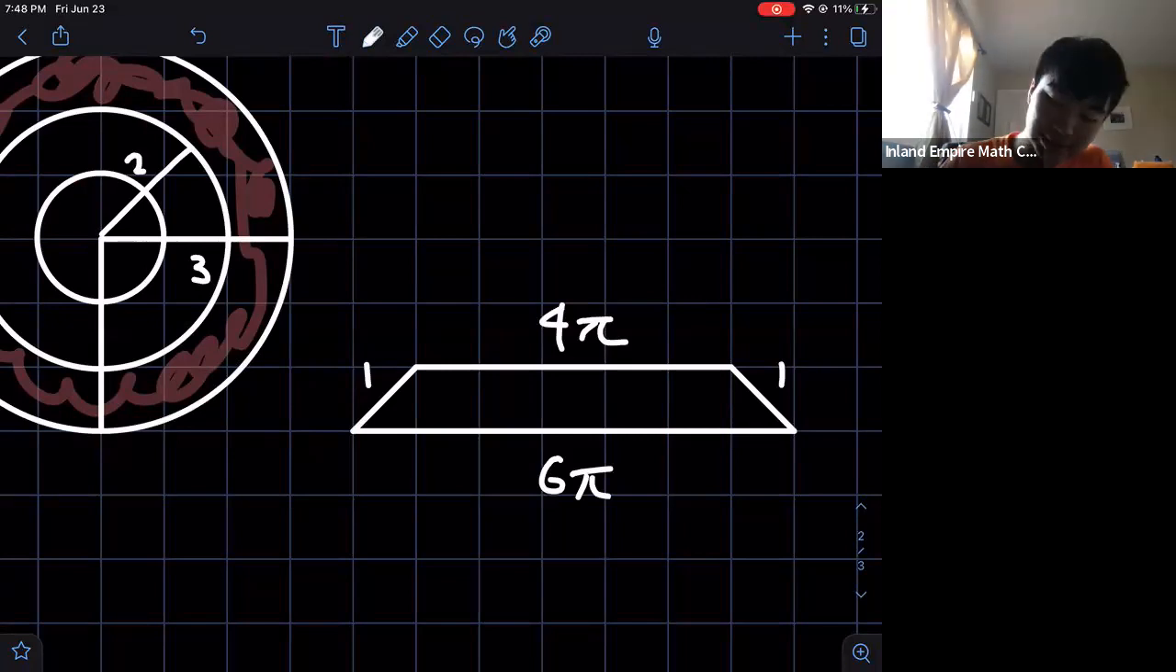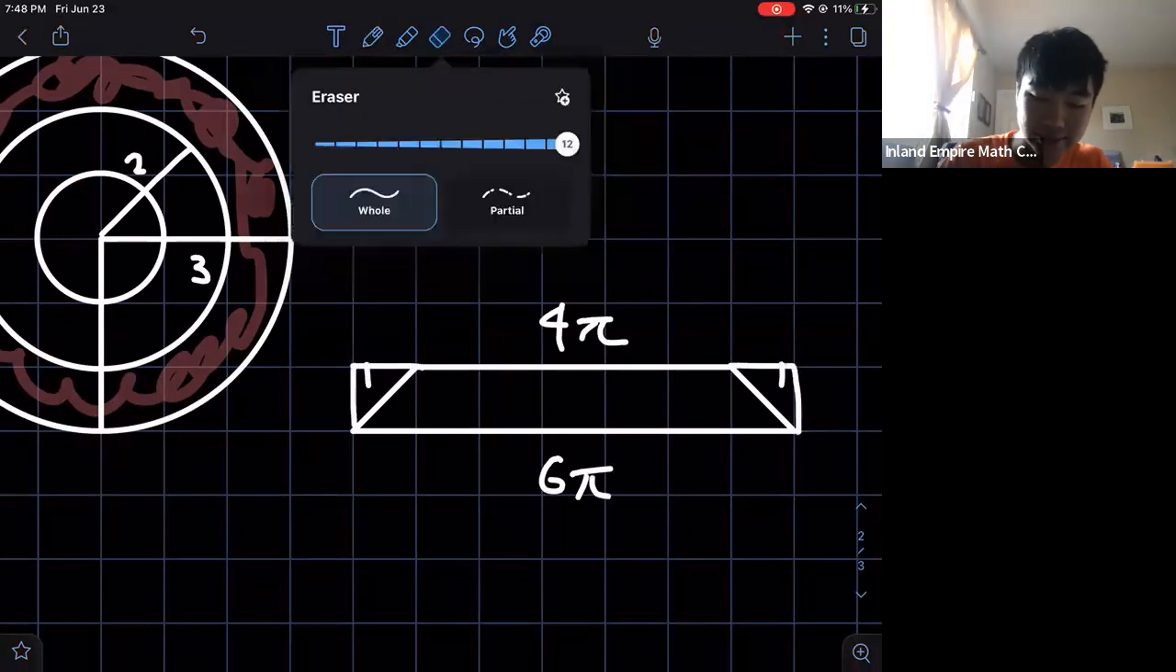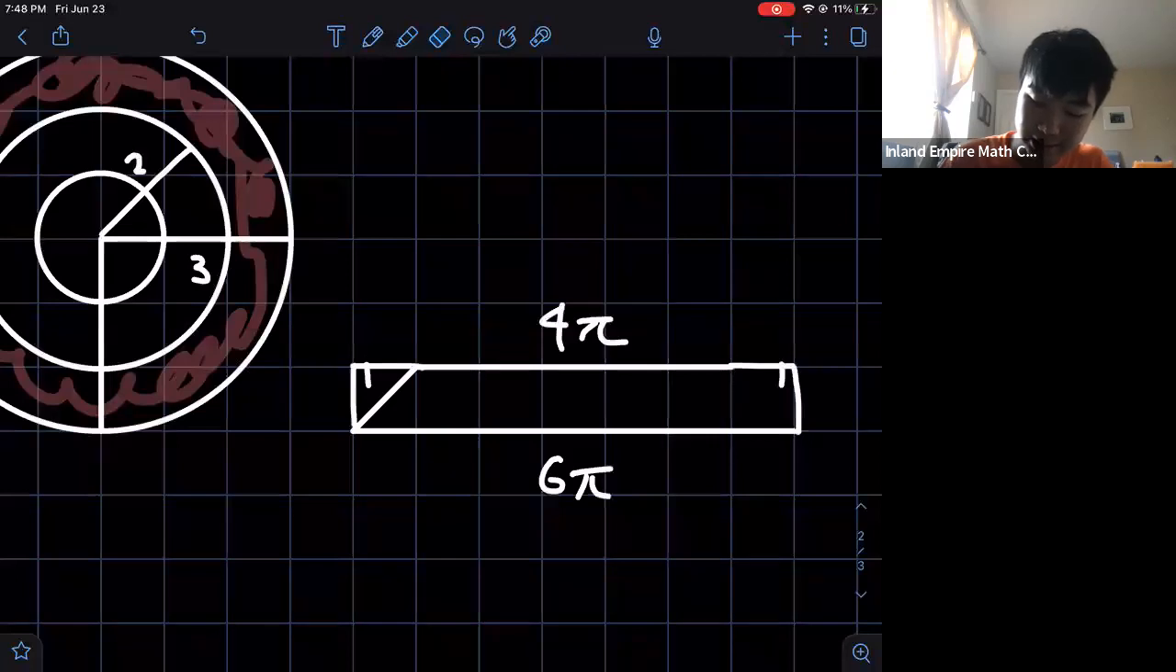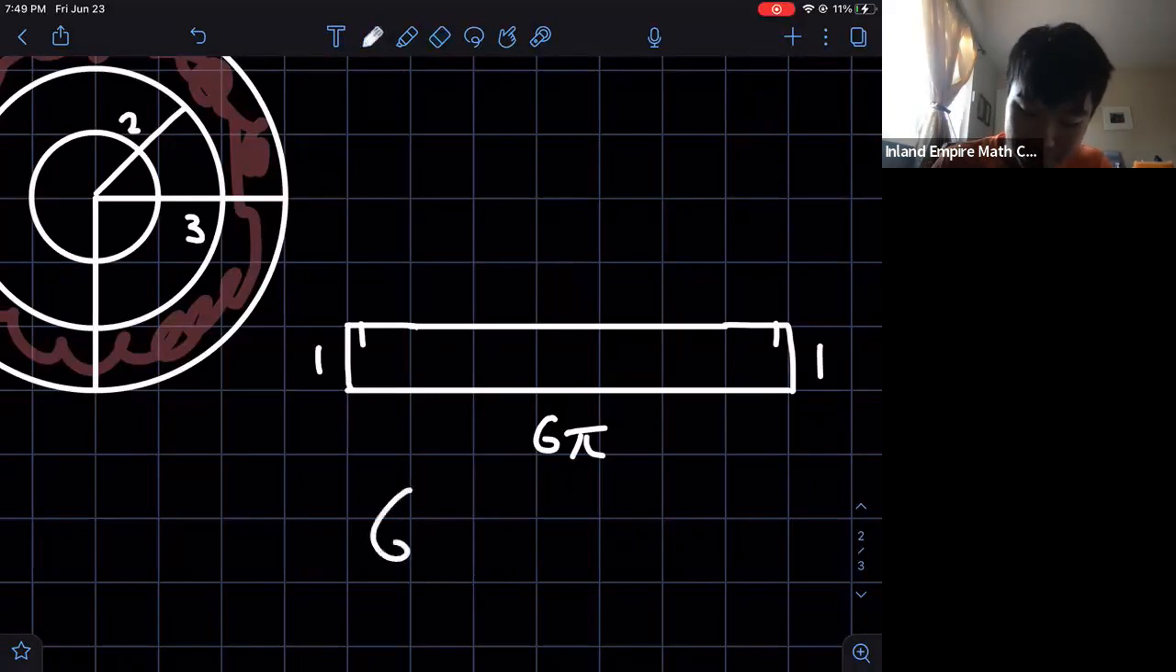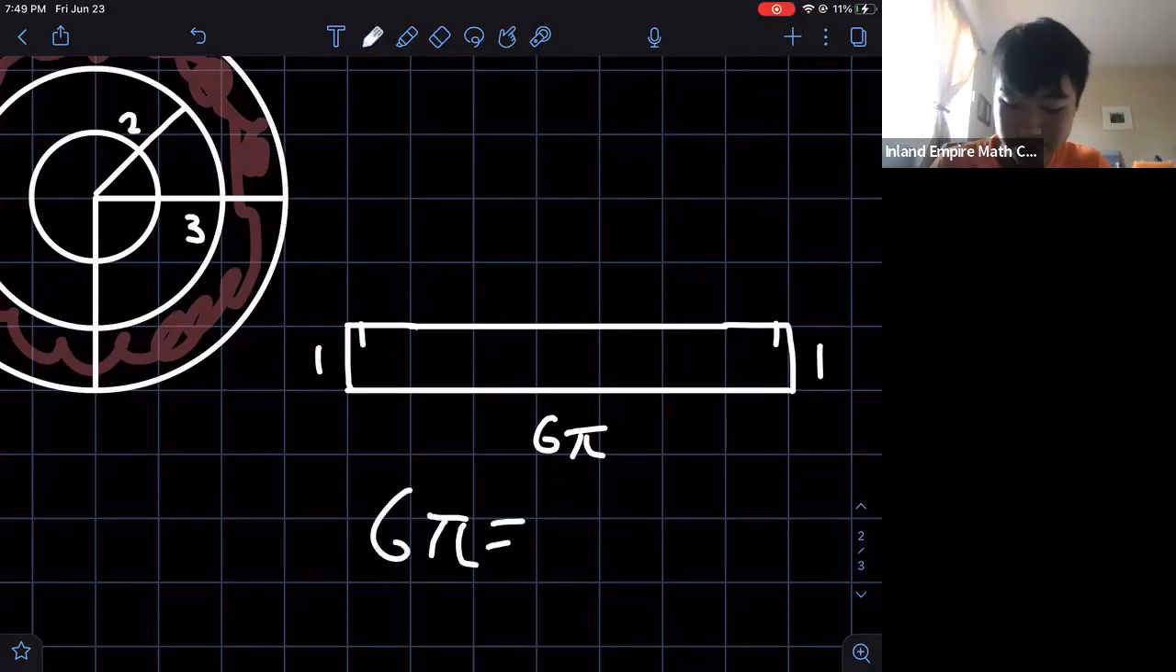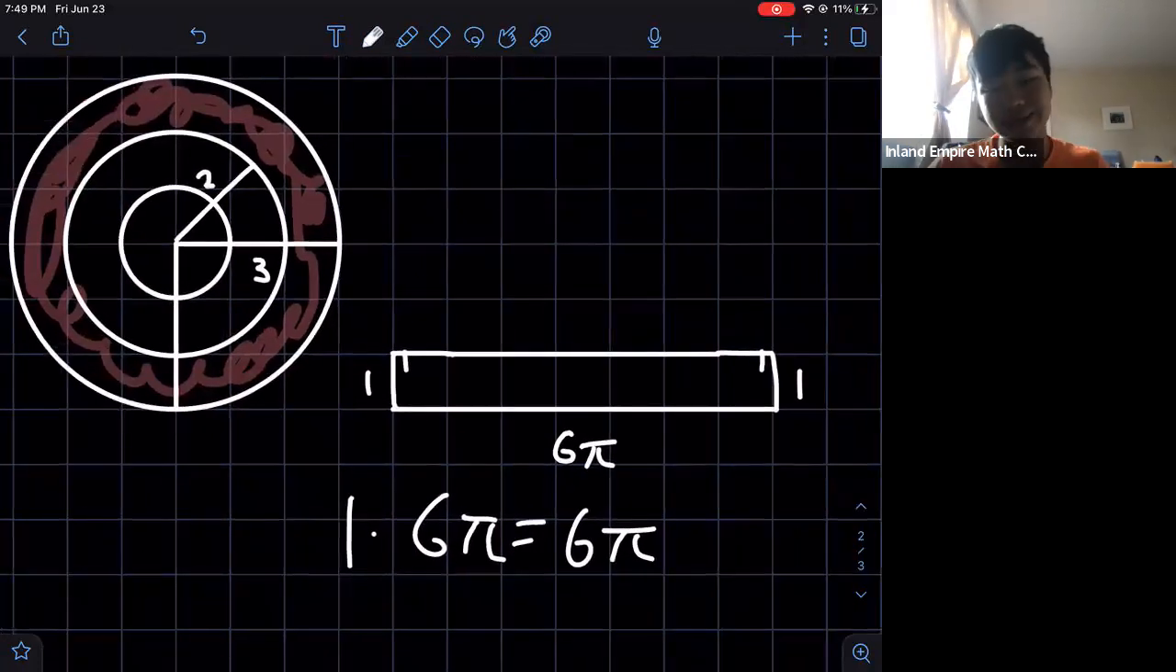But if instead we just look at the area here, which is just this, and approximate it as a rectangle, then we can see that these legs are 1. We can figure out that this is going to be an area of 6 pi, since 6 pi times 1 equals 6 pi. So we can approximate this for every single part of the circle, approximating the area of every single one of these loops.